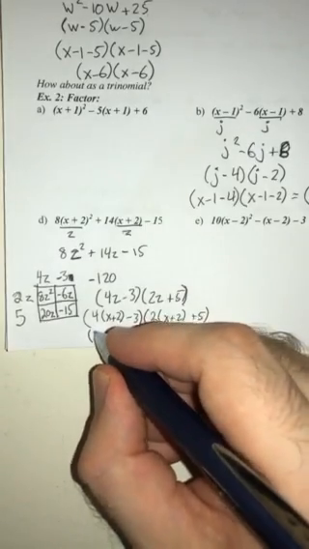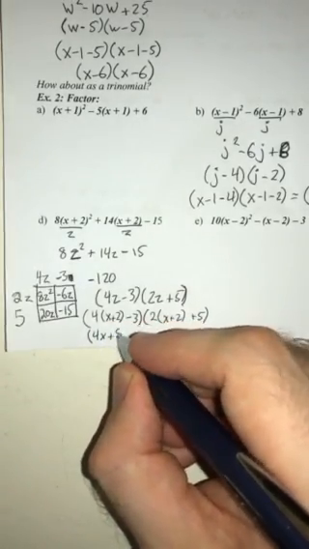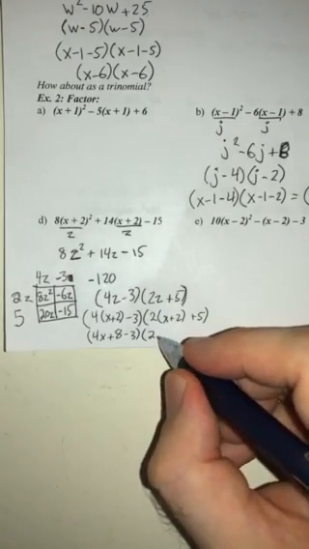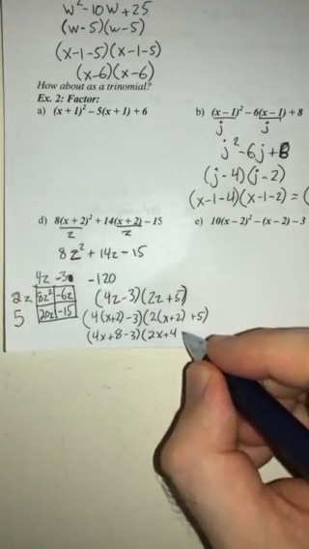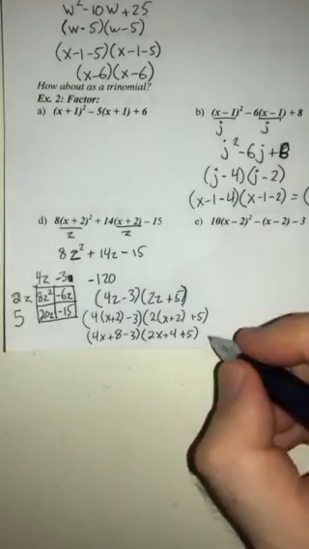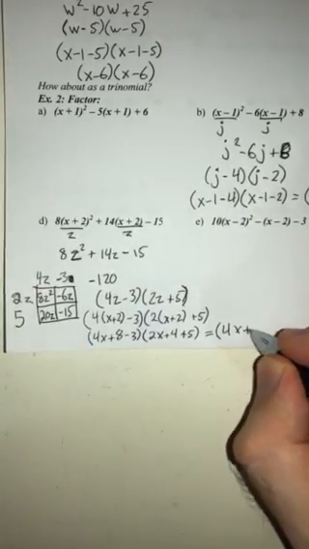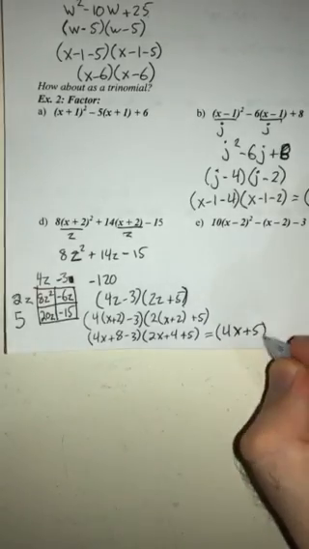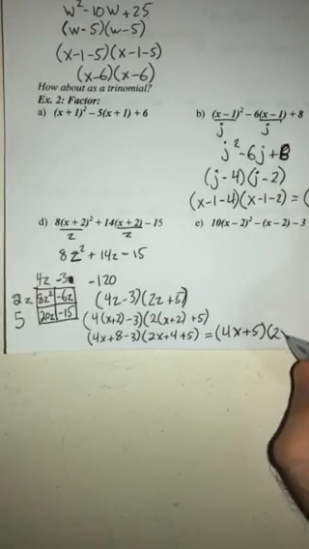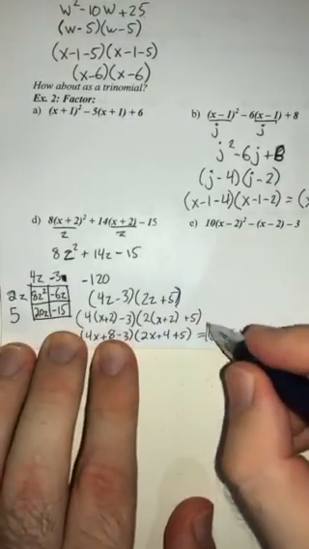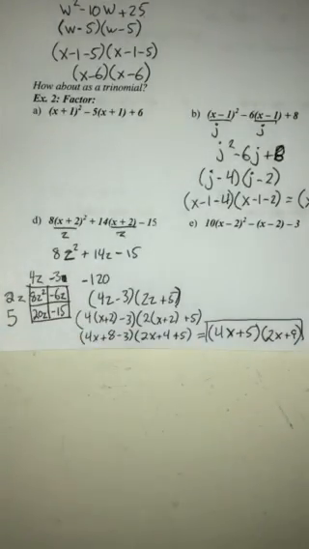Multiply the 4 in there, so we got 4x plus 8 minus 3 times 2x plus 4 plus 5, and simplify inside the brackets, we'll get 4x plus 5 and 2x plus 9. Ta-da! There is our answer. So this one takes a little bit.